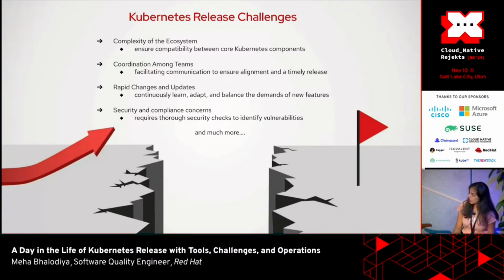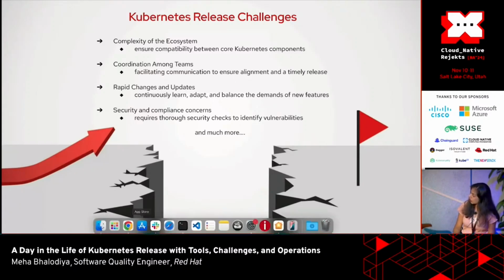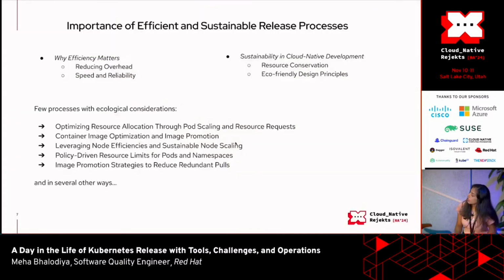After looking at the challenges, let's see what the efficient solutions are for a sustainable release process. So yes, why does efficiency matter? Someone might be wondering. First, it reduces overhead. Streamlining the release process minimizes intervention, reducing resource consumption. Secondly, it improves speed and quality. Efficient processes mean faster, more reliable release timelines, reducing operational load and ensuring predictable upgrades.